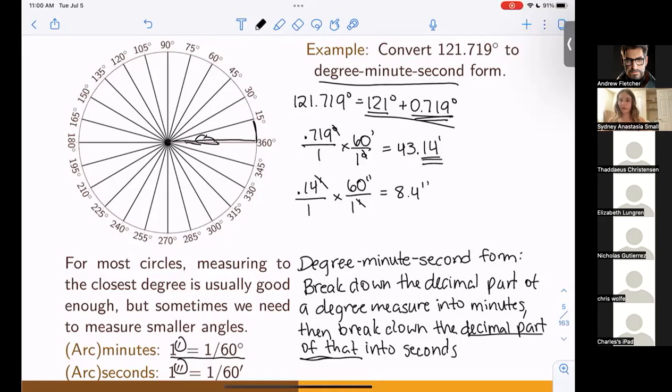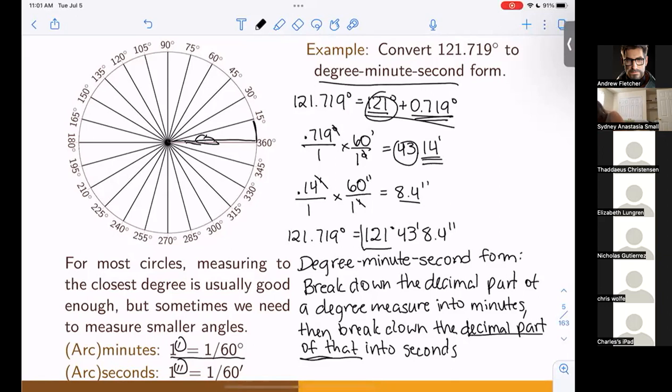Unfortunately, we don't have a unit even smaller than seconds, so I will not be breaking this down anymore, even though it is a decimal answer. However, our final answer is that 121.719 degrees is equal to 121 degrees, 43 minutes, just using the whole number parts here and here, and then 8.4 seconds. That is your final answer.